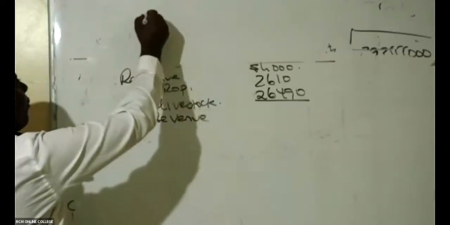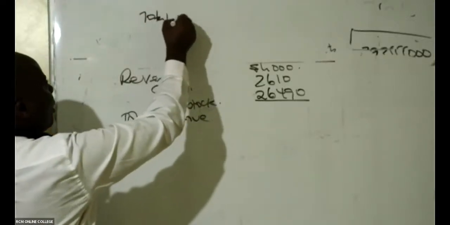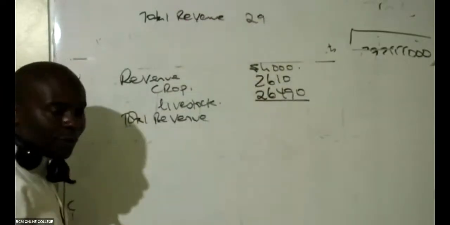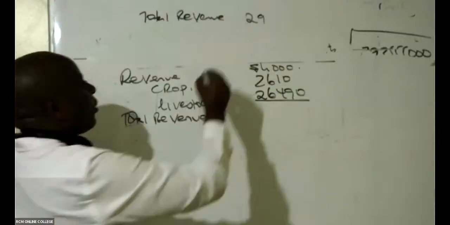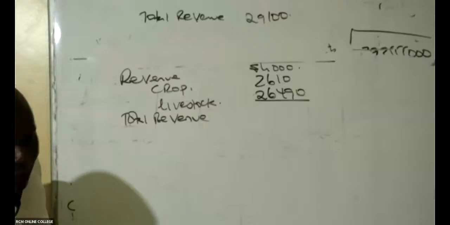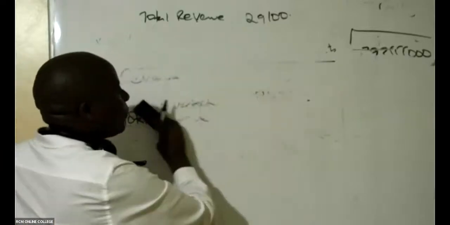29,100. So we have here our total revenue. Our total revenue is 29,100. For lack of space, you will allow me to just delete this.